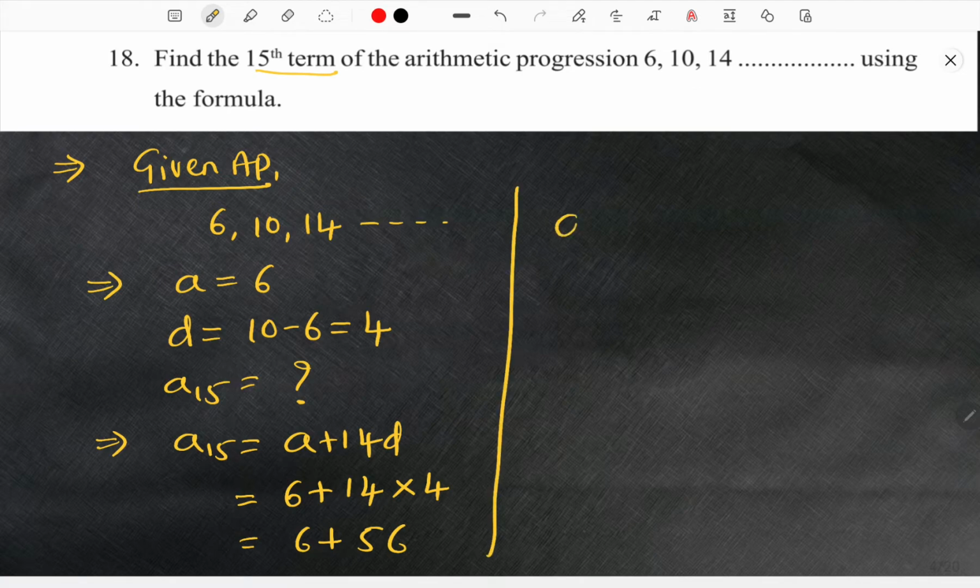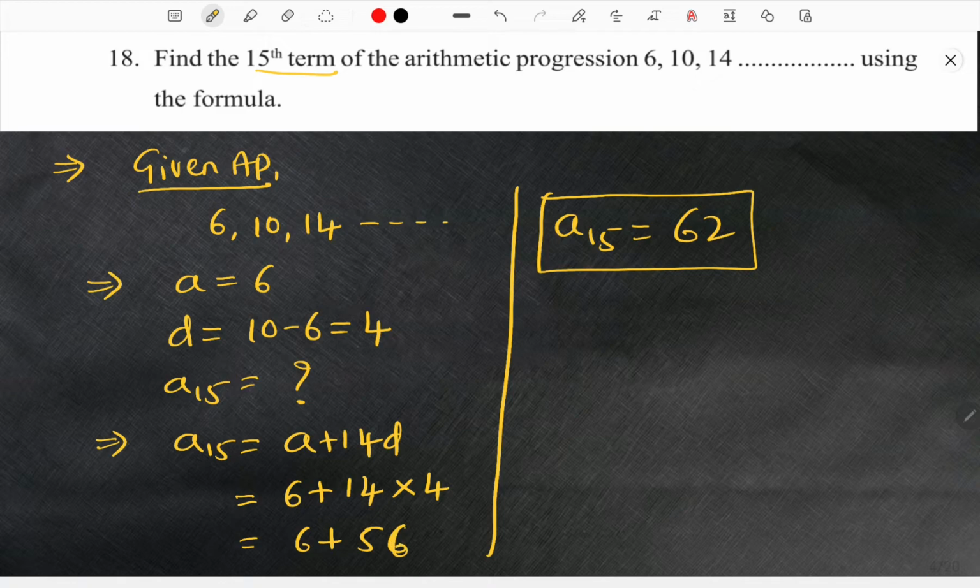Then afterwards it becomes a15 is equal to 61, not 61, 62. a15 is equal to 62. So the 15th term is 62. All right, fine then. Is it correct? Yeah, definitely it must be correct.